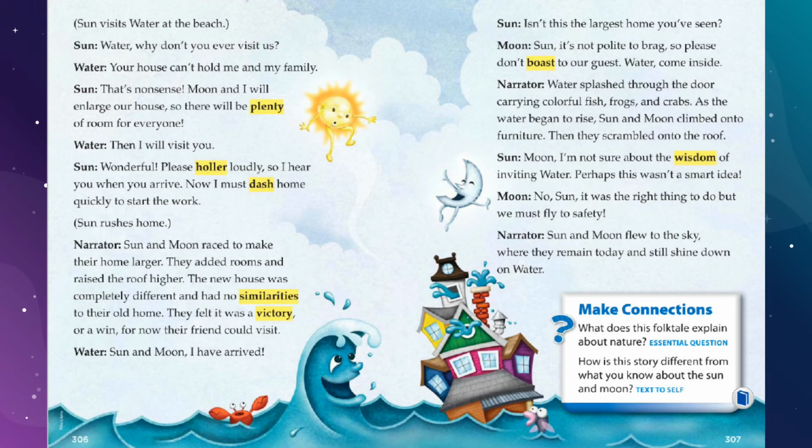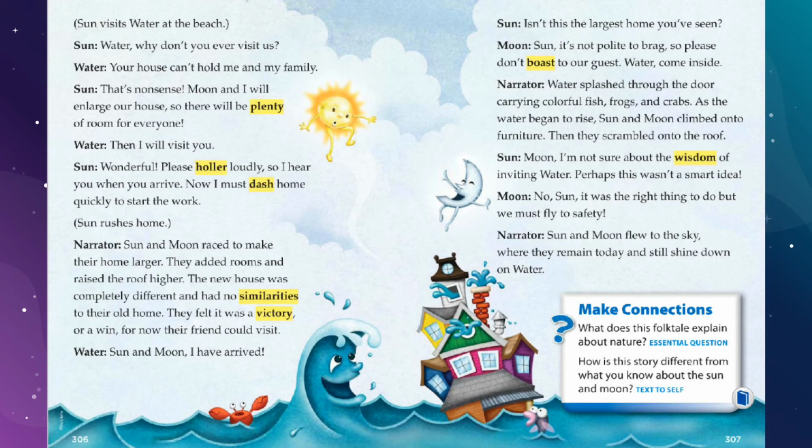Now I must dash home quickly to start the work. Sun rushes home. Narrator. Sun and Moon raced to make their home larger. They added rooms and raised the roof higher. Their new house was completely different and had no similarities to their old home. They felt it was a victory or a win, for now their friend could visit.